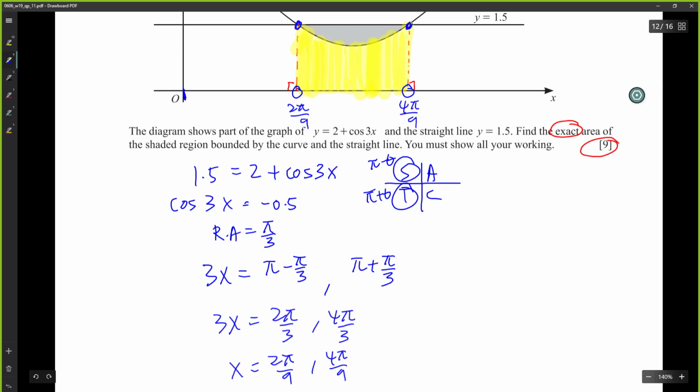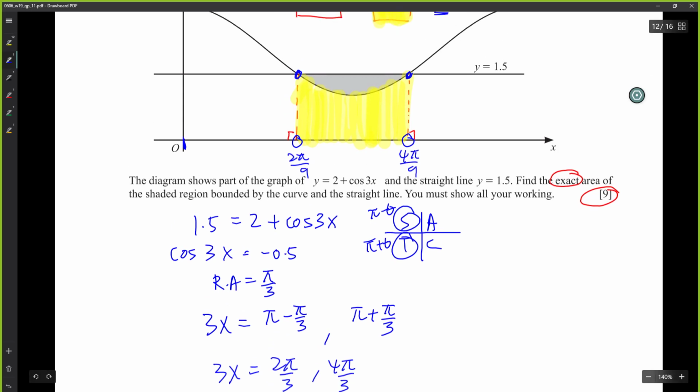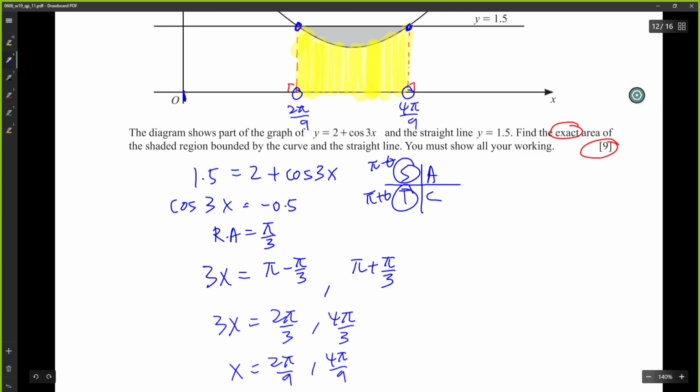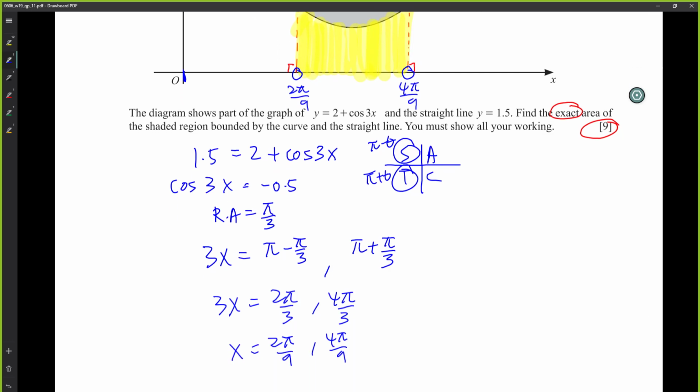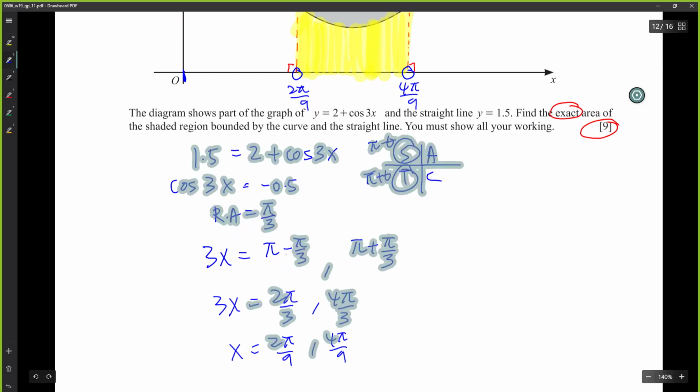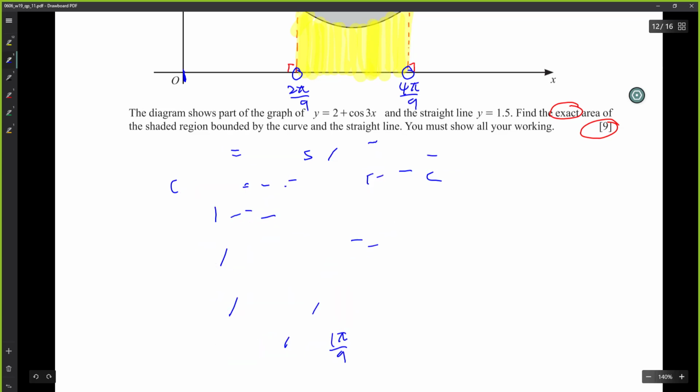That's why they give 9 marks. You need to work out the angle first. Until the angle here, you will get about 4 marks. Yeah, exactly, you will get 4 marks for the angle. Another 5 marks is for your integration. So okay, now you need to do the integration after you find out the angle.